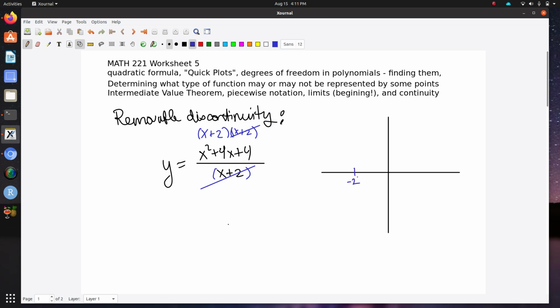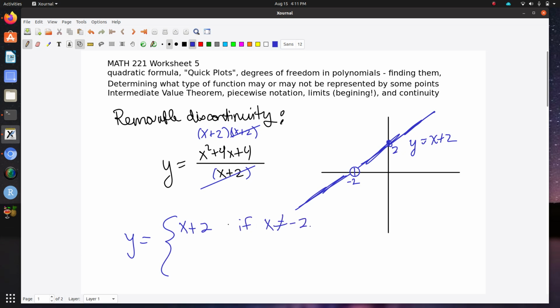At x equals -2, it's 0 over 0. Otherwise, you just plot y equals x plus 2. And let's see, you have an empty hole there. And then you have just a nice line here, the line y equals x plus 2, and you can use this special function notation to explain it. x plus 2, if x is not equal to -2, does not exist if x equals -2. So that's two ways of writing that same thing.